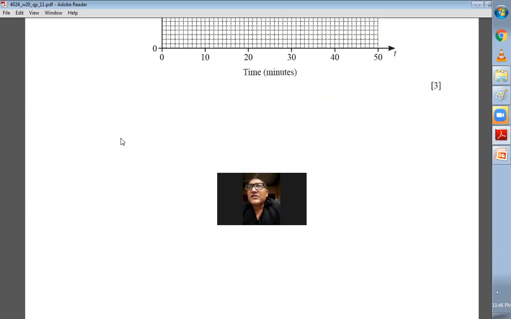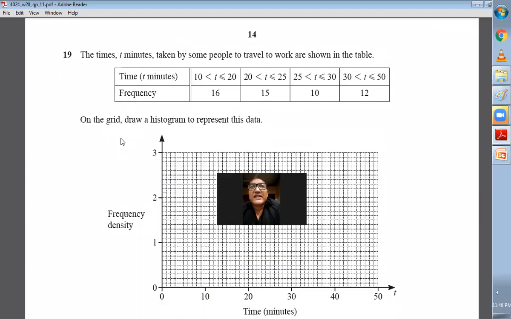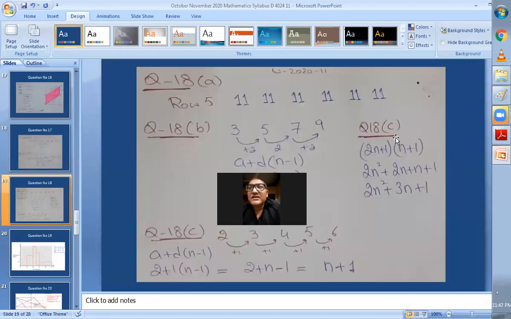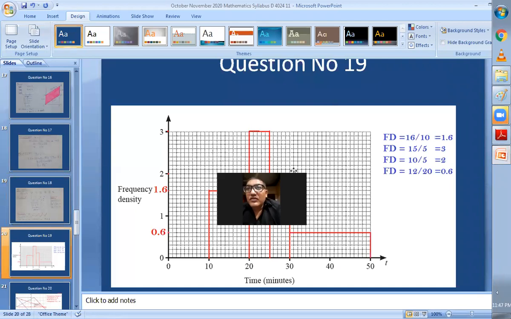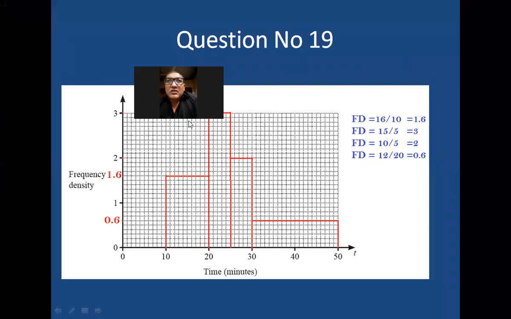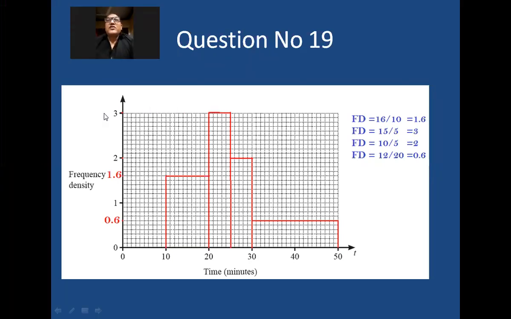So this is a single question. This is question number 19. So I've done this on paper. Let me show you my work. So here we go. Here on your screen, you can see that I have found the class width of each class. The first class, that's its class width. Its frequency is 16, class width is 10. So 16 divided by 10, so 1.6 will be the frequency density.